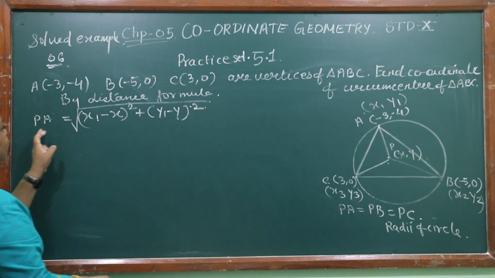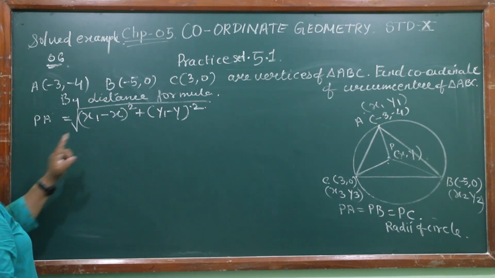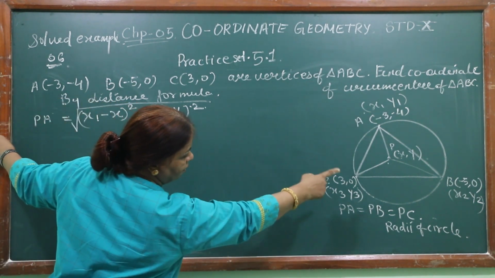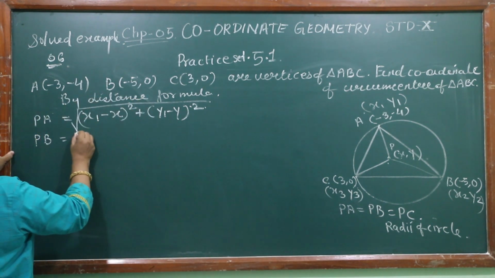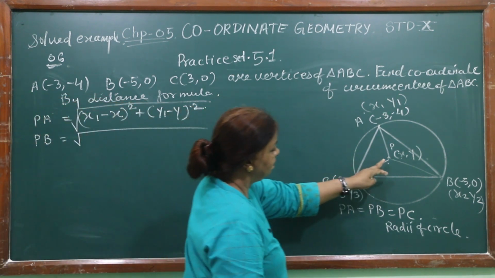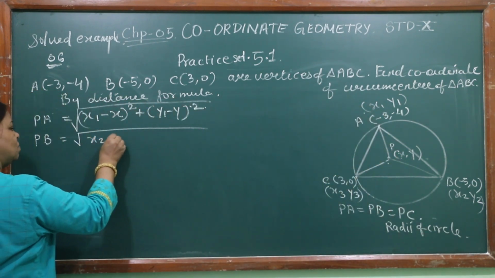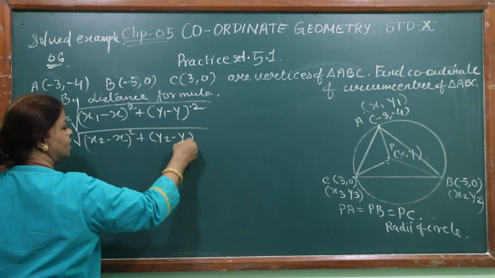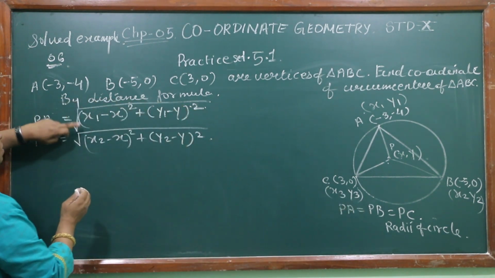Fine. Now if I square, this one will become square, this one will also become square. PA is this. So let me take PB. PA is equal to PB, so also write down PB. What will be the formula for PB? PB is x2 minus x the whole square plus y2 minus y the whole square. Now as we know, radii means PA is equal to PB, so I can equalize them.